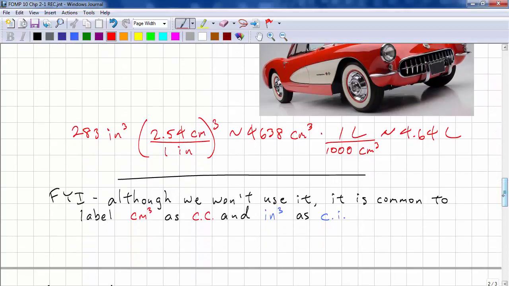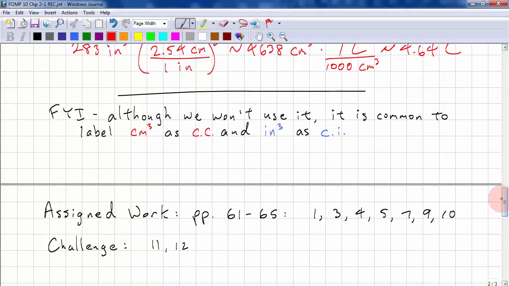Okay, just for your information, and we won't use it, but it's common to say cubic centimeters for centimeters cubed. And we say cubic inches when it's inches cubed. And that completes this lesson.